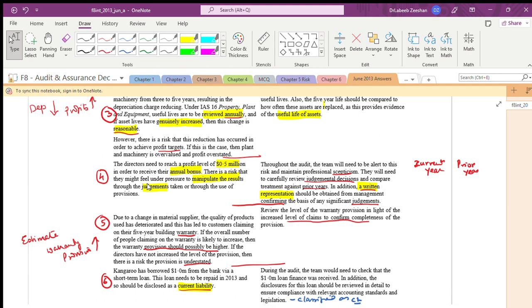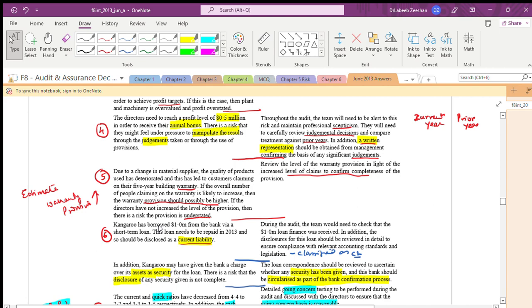And if the claims against the warranties have increased, the audit risk is that the claims will be more and the provision will be less. What is the audit response? We have to review the level of warranty provisions and, as per the claims, revise and increase the provision, so that completeness is confirmed.